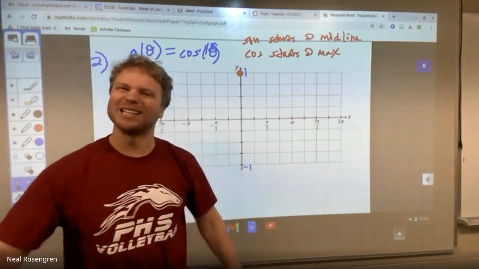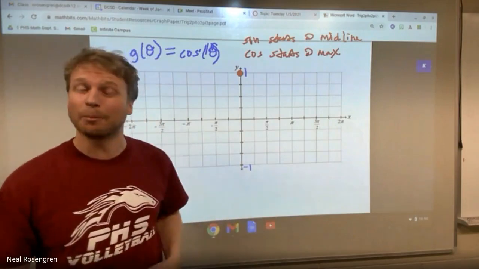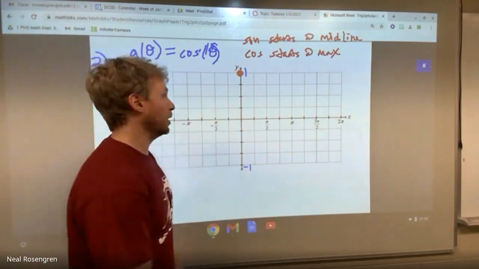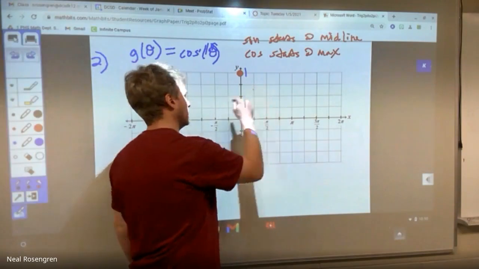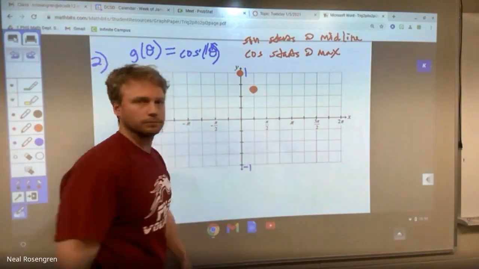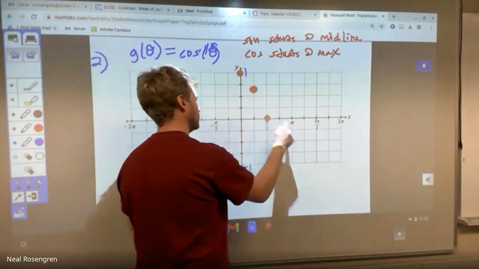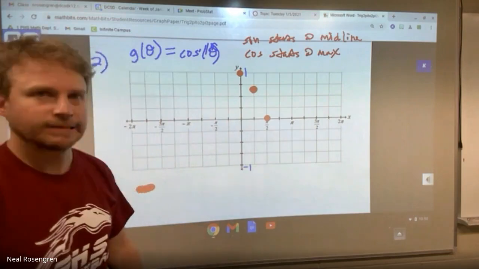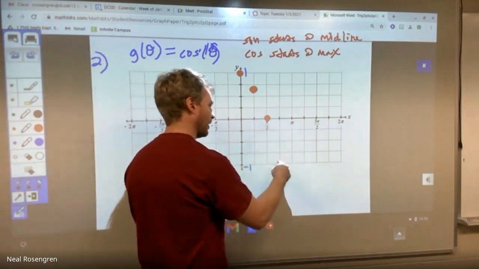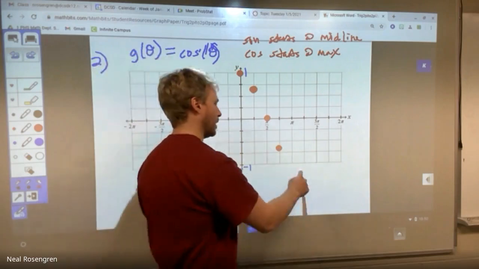Now I'm going to skip the pi/6s and the pi/3s. We're just going to do multiples of pi/4. So I really just need the 0.707s along the way. So at pi/4, 0.707. Okay, at pi/2, 0. 3 pi/4, negative 0.707. At pi, negative 1.